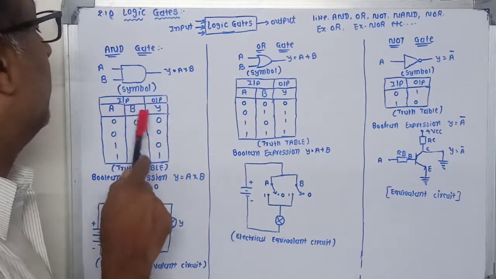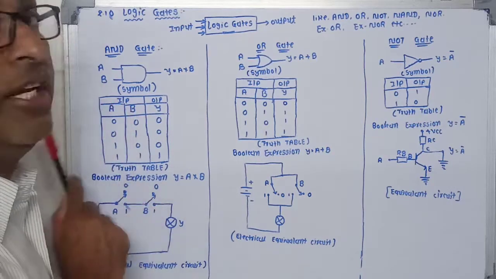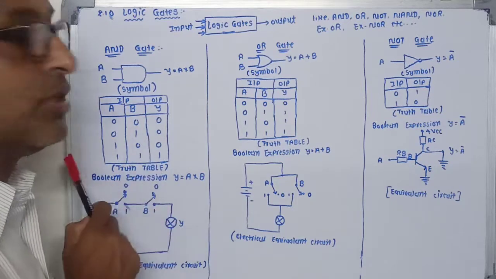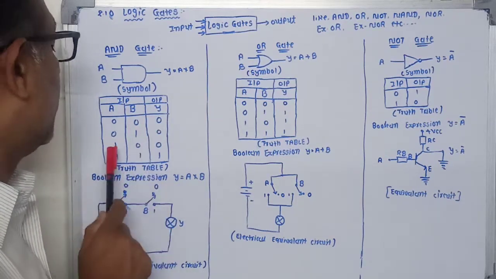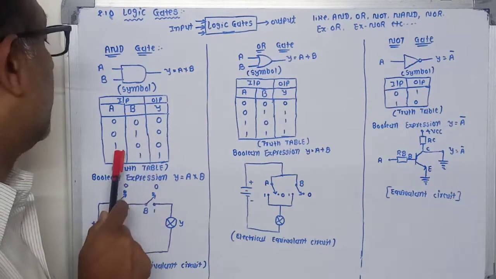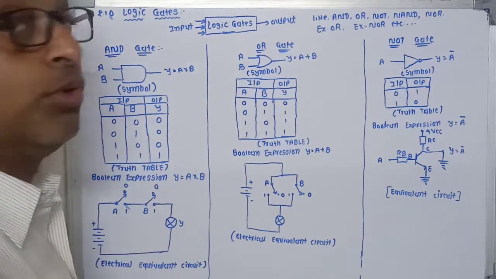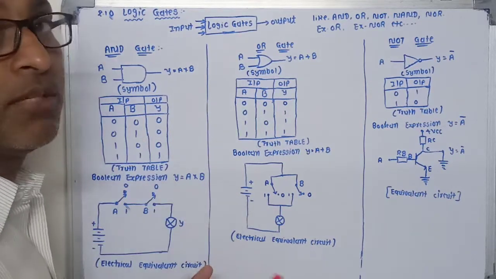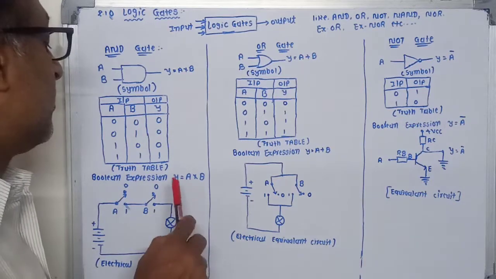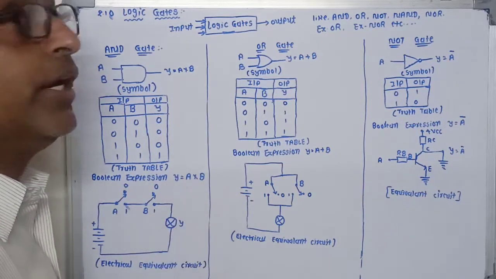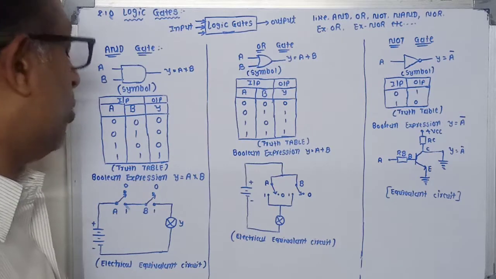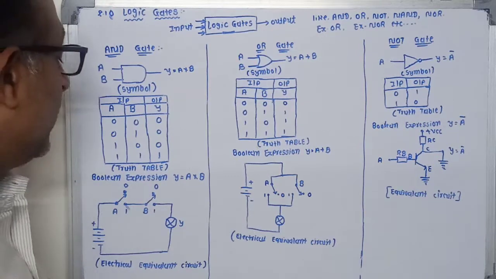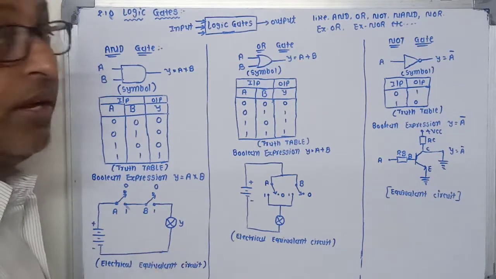Here we are providing a truth table. A and B are the inputs and Y is the output. Input 0 0 gives output 0, input 0 1 gives output 0, input 1 0 gives output 0, and input 1 1 gives output 1. This is the truth table for the AND gate. The Boolean expression, that is, the output expression, is given by Y equals A multiplied by B. Now we can understand these logic levels and logic gate Boolean expressions with the help of an electrical equivalent circuit.